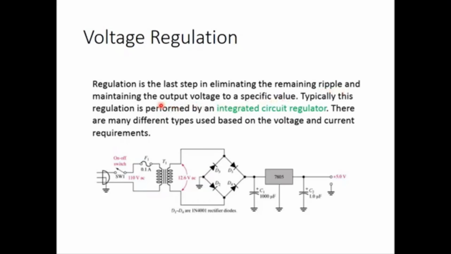Regulate actually means to maintain or produce the voltage at a fixed value. Typically this regulation is performed by an integrated circuit regulator. There are many different types used based on the voltage and current requirement. The box here is written as 7805. This is one type of integrated circuit regulator, so this is an IC regulator. Usually we use IC because IC has better performance and can guarantee more stable operation.